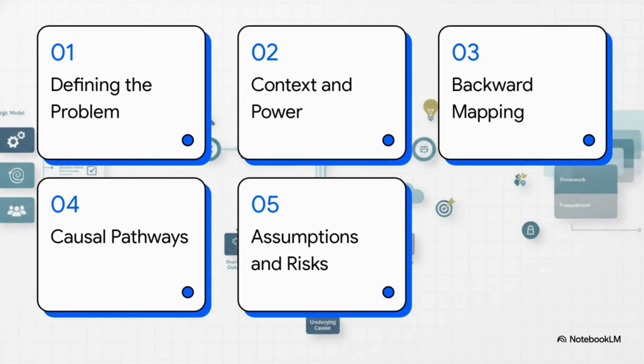Here is our roadmap for today's explainer. Number 1, defining the root problem. 2, context, power, and inclusion. 3, mapping backwards from impact. 4, constructing multiple causal pathways. And 5, testing assumptions and risks.